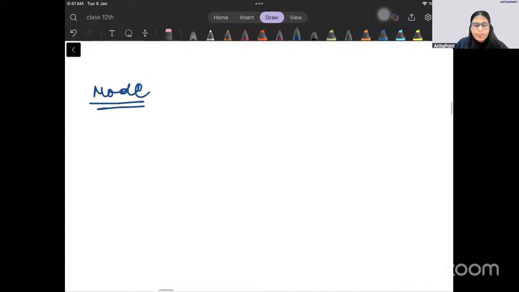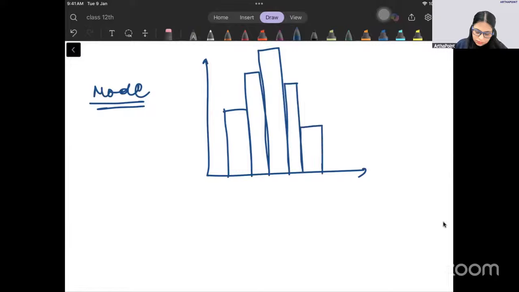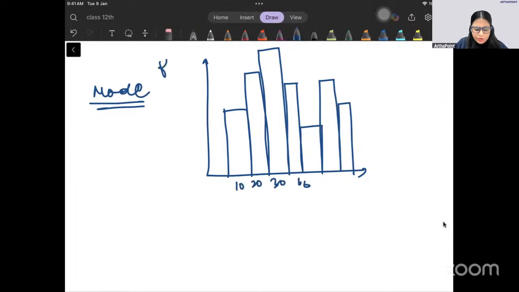Mode. Mode is something which can be found through the histogram. For example, if I make a histogram, and I've taken some observations 10, 20, 30, 40, and here is the frequency. So you can see that this is the highest frequency. So this becomes my mode.